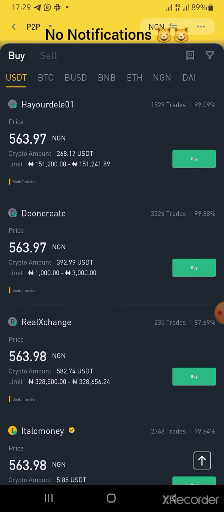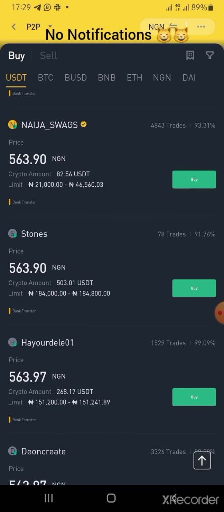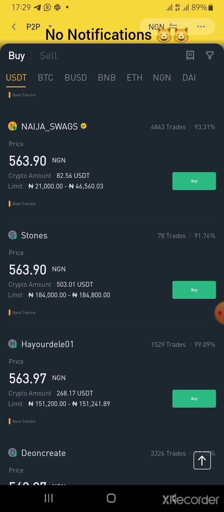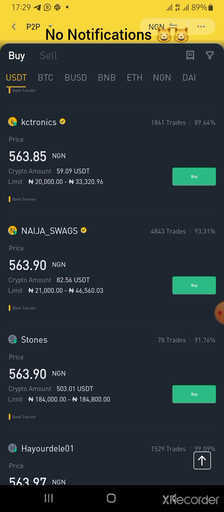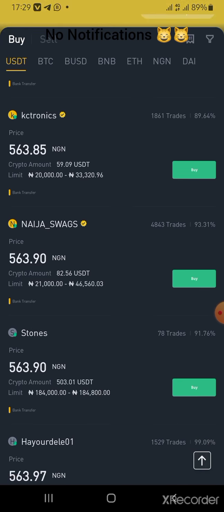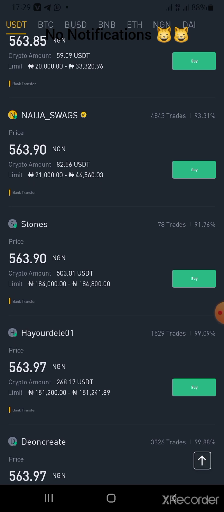Another thing you should check is the trade volume of this merchant. To the right here, you could see some figures. It tells you the number of trades that this merchant has completed successfully. And then you could see the completion rate in percentage. That's also something that can help you in choosing a merchant to trade with. Then the next thing is the price. What price is this merchant offering? Is the price favorable for you?